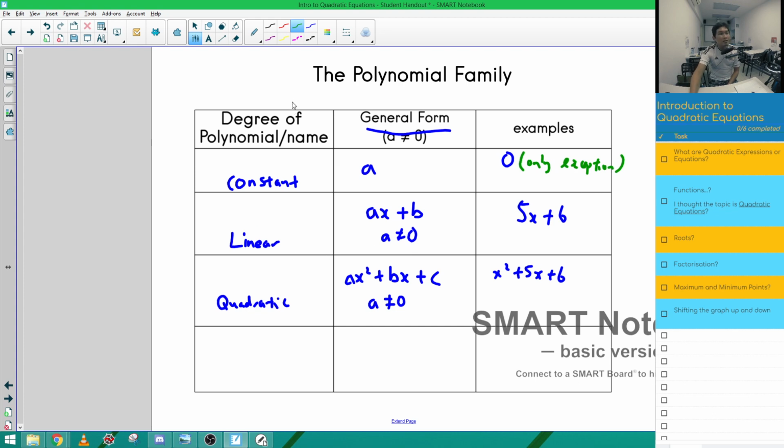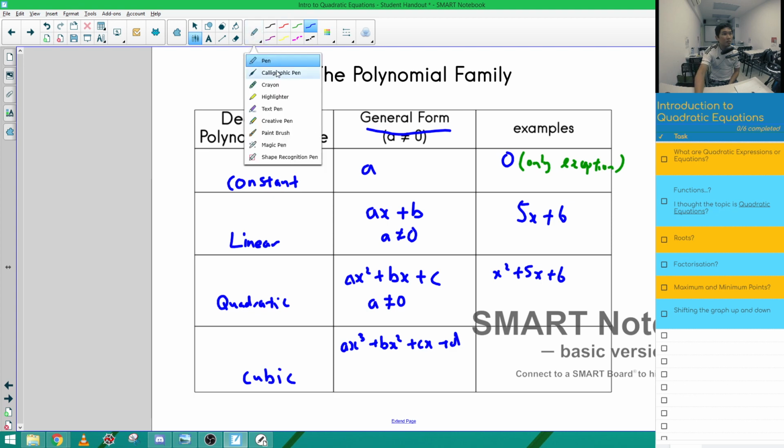Sorry about that. So let's look at what goes beyond quadratic. What if we have things like ax cubed plus bx squared plus cx plus d? What happens when we have this? That's when we have a cubic expression. These are the names of the polynomials. Now let's look at something else.